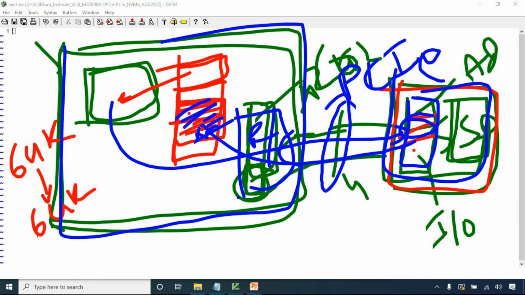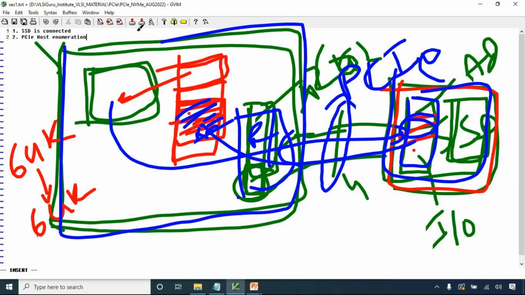So the first thing that happens is the SSD is connected. Once it is connected, my PCI root host starts doing the enumeration.